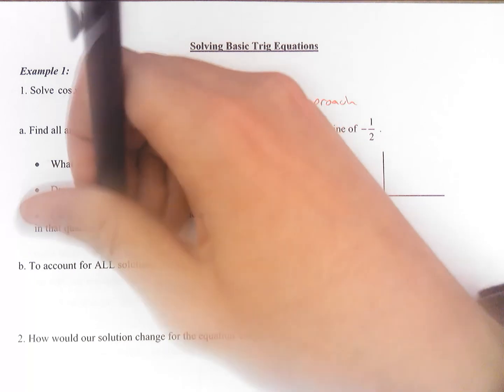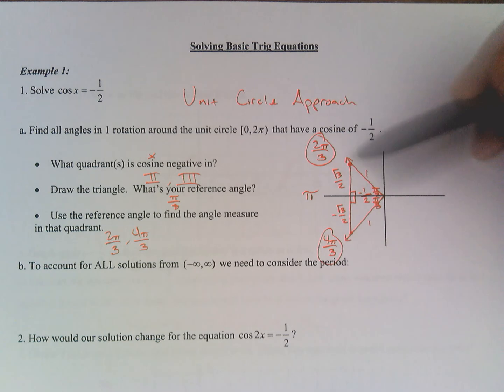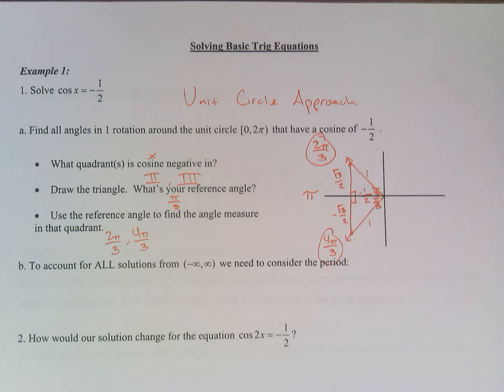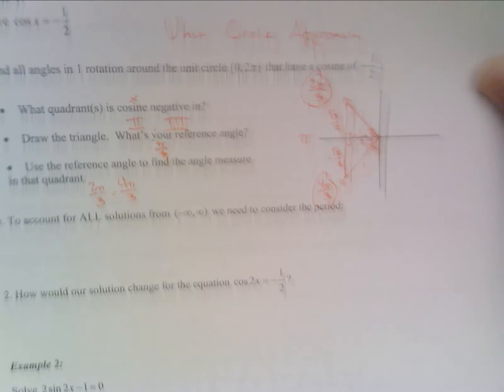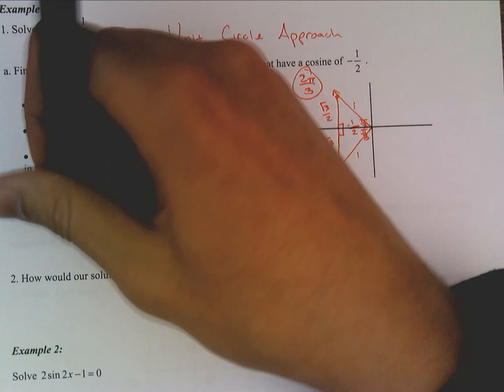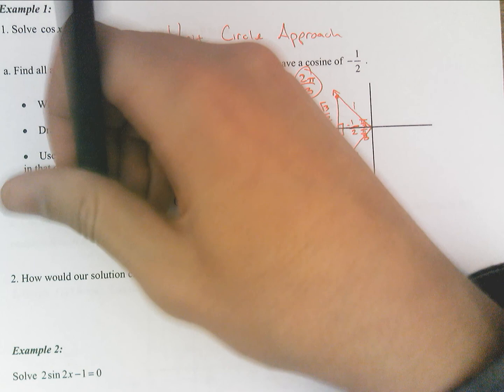Now notice that's only in the first rotation. We could keep going around, right? We can find coterminal angles. So suppose that our domain was all real numbers, negative infinity to infinity. We could just keep going around and around, full revolution. So I can say that my solution, x equals, let's take that first one, 2 pi thirds.